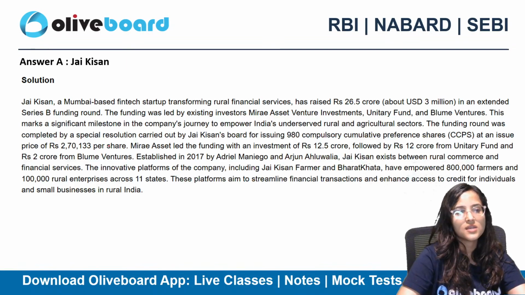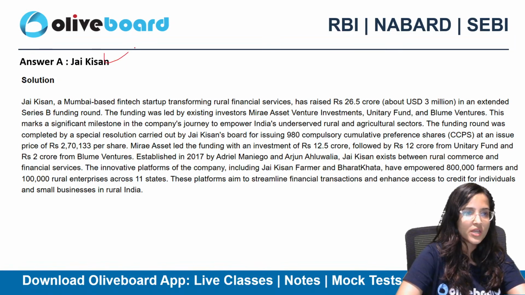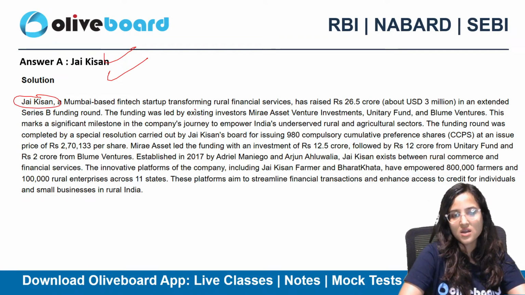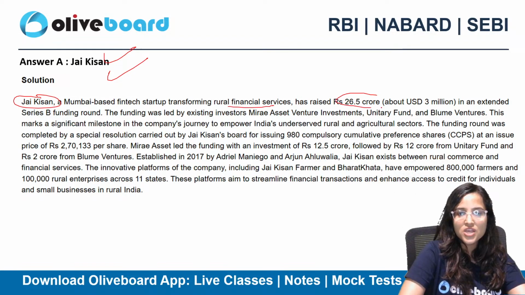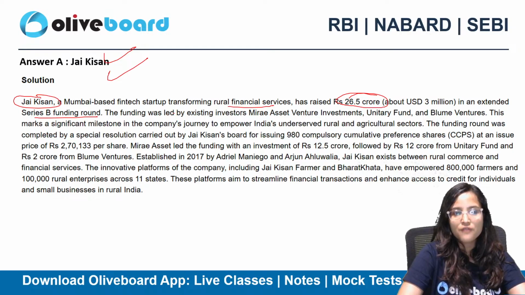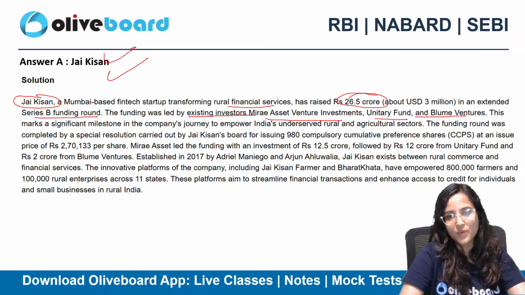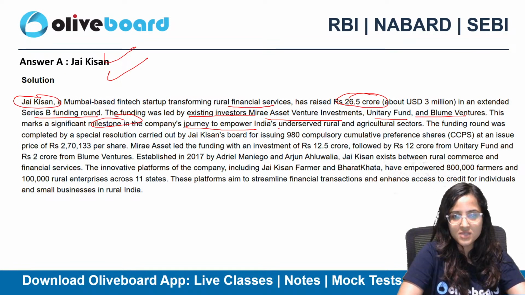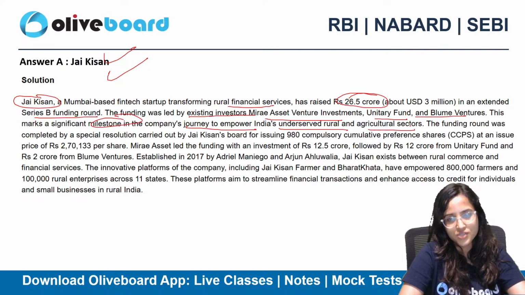So the answer is A, Jai Kisan. Absolutely correct, Rahul. Very good. So Jai Kisan is a Mumbai-based fintech startup transforming rural financial services. It has raised 26.5 crore in an extended Series B funding round. Funding was led by existing investors, Myri Asset Venture Investments, Unitary Fund, and Bloom Ventures. This marks a significant milestone in the company's journey to empower India's underserved rural and agricultural sectors.